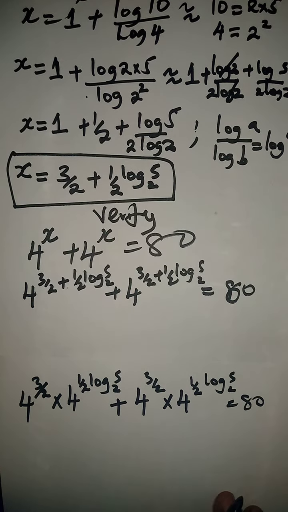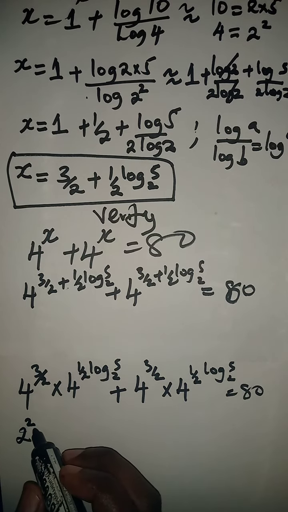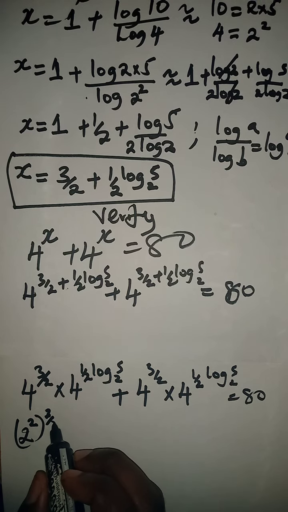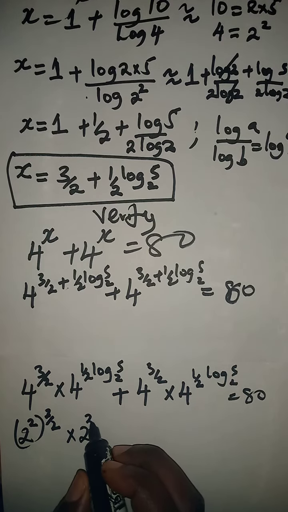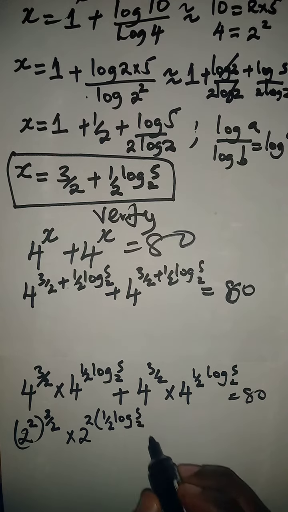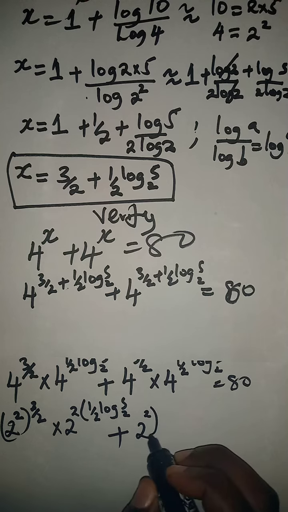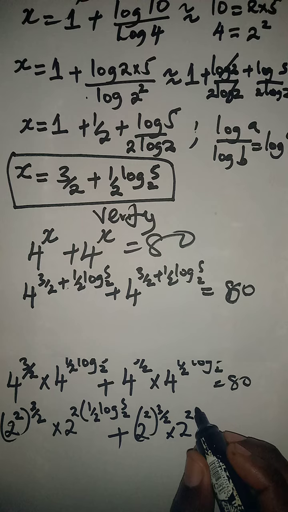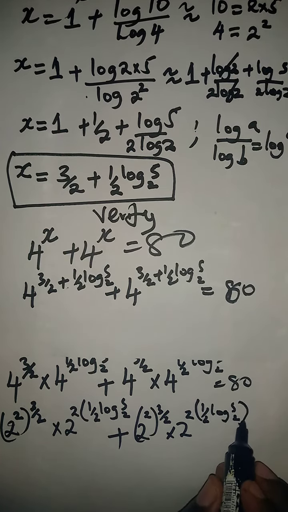So guys, wherever I have 4, I'm going to write it as 2 power 2. So that I have 2 power 2 multiplied by 3 over 2. Since it is outside, I'm going to multiply it. 2 power 2 multiplied by a half to the log of 5 base 2, multiplied by 2 raised to 2 multiplied by 3 over 2 outside, times 2 power 2 to the power of a half to the log of 5 base 2, is equal to 80.